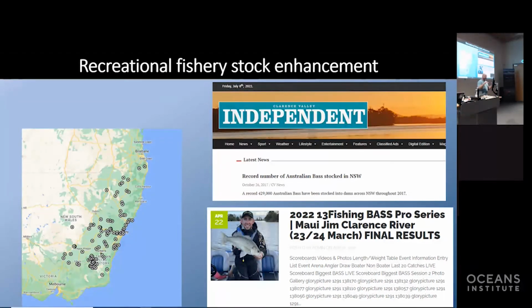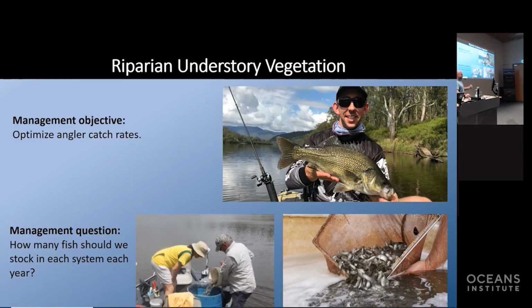I was asked if we could see trends in this, right? Now catch rates, angler catch rates are not good measures of abundance. They just don't represent it very well. But the cool thing about this is that the management objective of a system like this is for angler catch rates to be as high as possible. So you're measuring the performance of that management directly relative to the objective. So that's a cool thing, right? So we've got that.